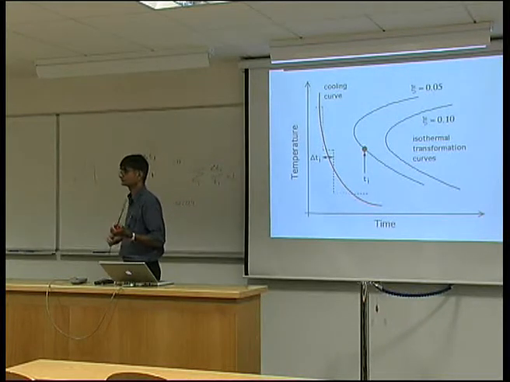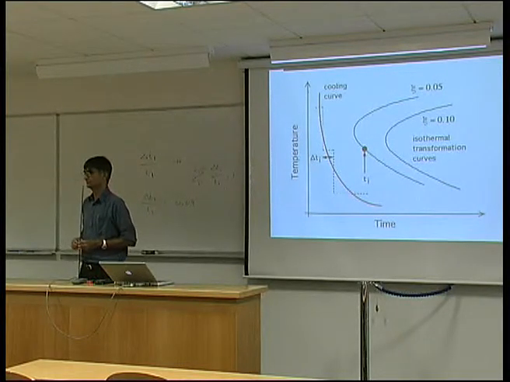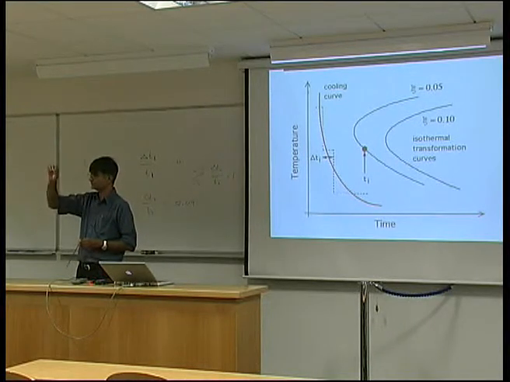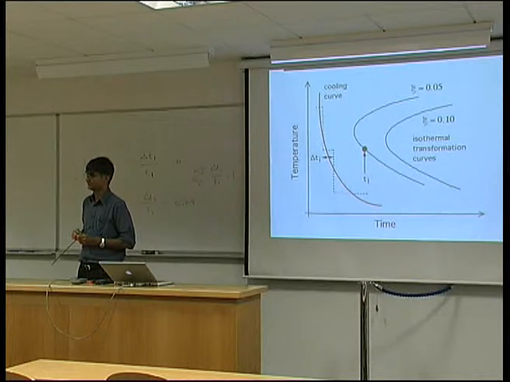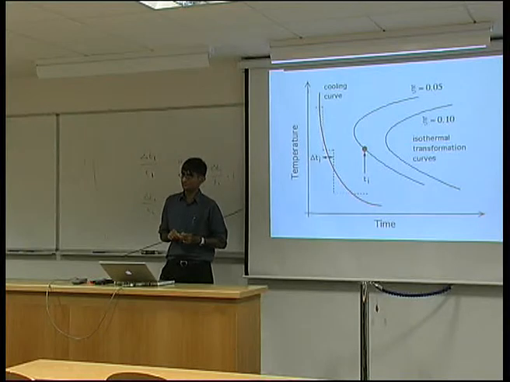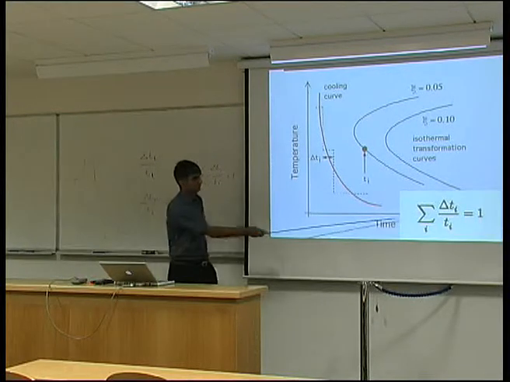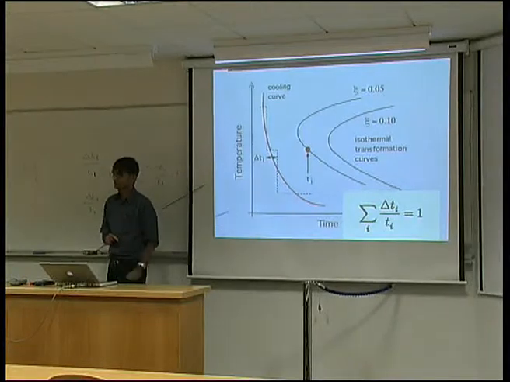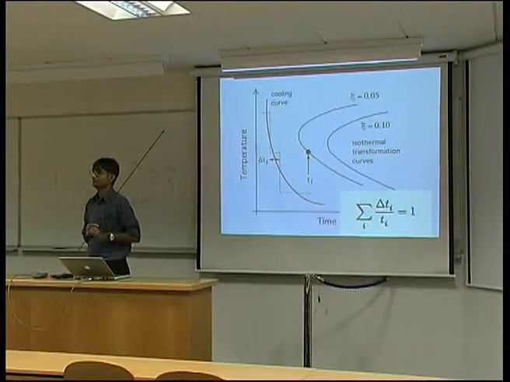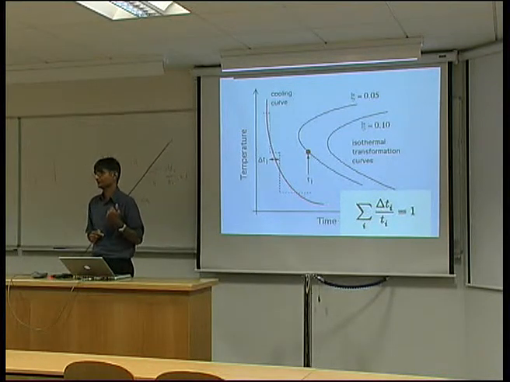According to what I'm saying, the process actually divides into many separate processes. That's right. So we're treating continuous cooling as a full series of isothermal steps. Now, that's the same equation as I've written on the board. When that value equals 1, I can say that I've achieved 5% transformation by continuous cooling.